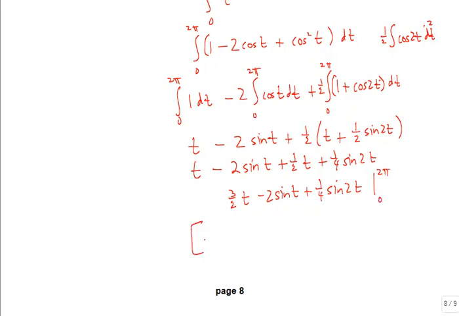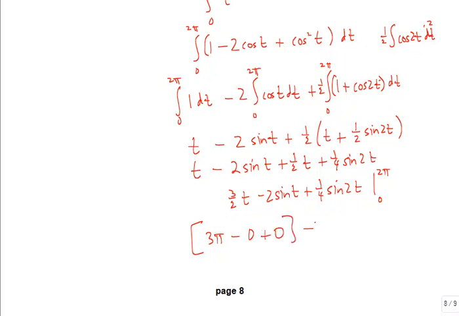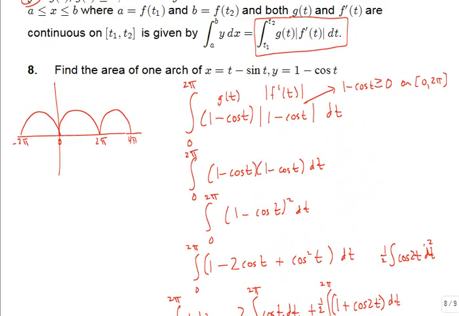So if I plug in 2 pi, 3/2 times a 2 pi, the 2's cancel, just giving me 3 pi. Sine of 2 pi is 0. Sine of 2 times 2 pi is 0. So both of those go to 0. And then when I plug in 0, this is 0, and sine of 0 is going to be 0. So everything over here is 0. So we end up with 3 pi. So that's the area under one of these arches right here.